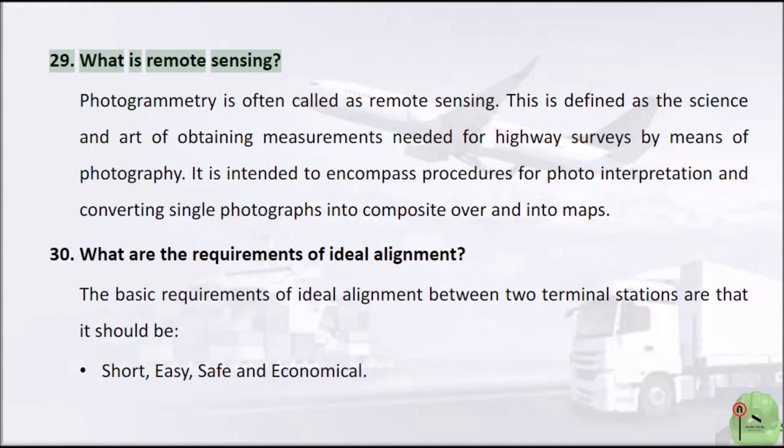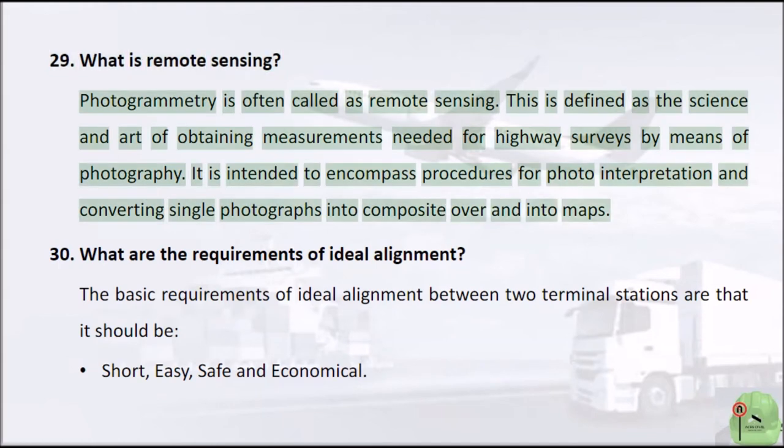What is remote sensing? Photogrammetry is often called remote sensing. This is defined as the science and art of obtaining measurements needed for highway surveys by means of photography. It is intended to encompass procedures for photo interpretation and converting single photographs into composite overlays and into maps.